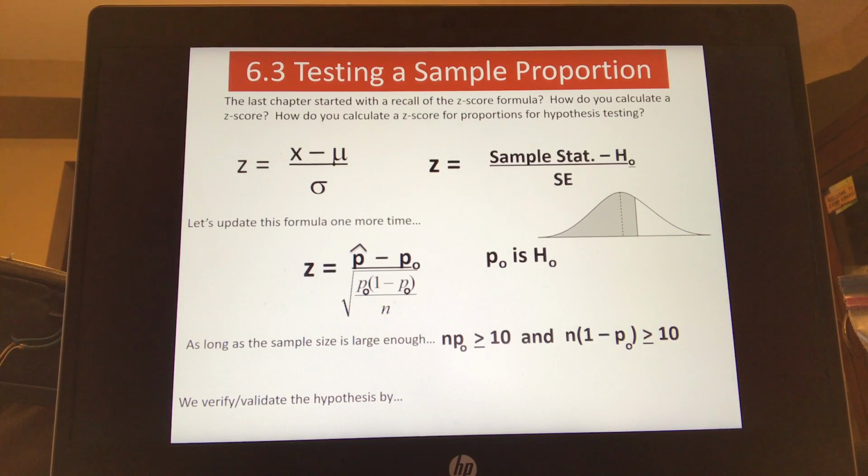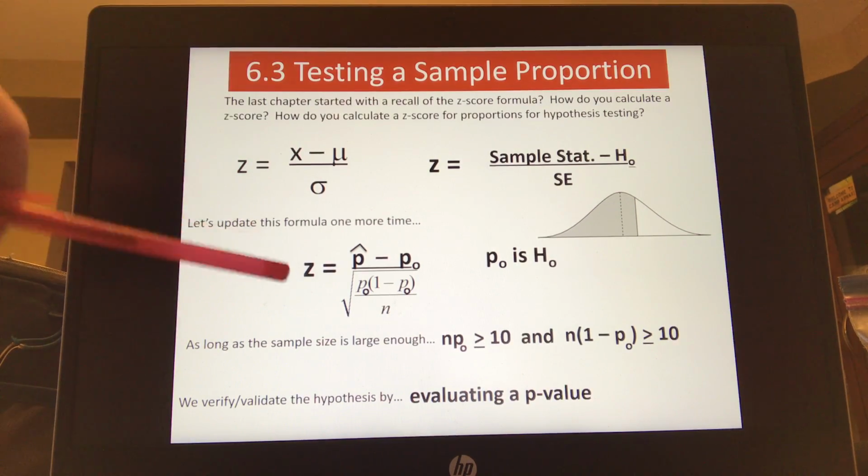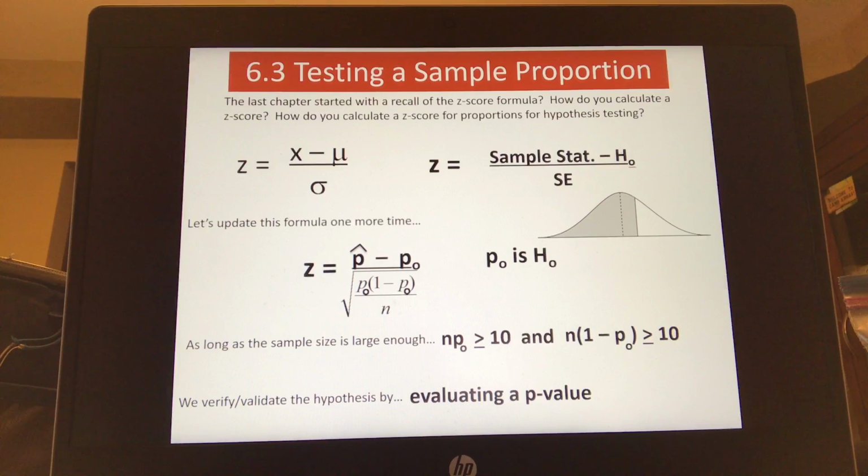Last part of this is to verify. Can you verify or validate the hypothesis that we're testing here? So if you think back to how we verify hypotheses, pretty easy thing to do. And if I was in class, I'd definitely ask, how do you measure a hypothesis? How do you see how extreme the hypothesis is? You probably remember we do that by looking at p-values. So we go from z to a p-value.